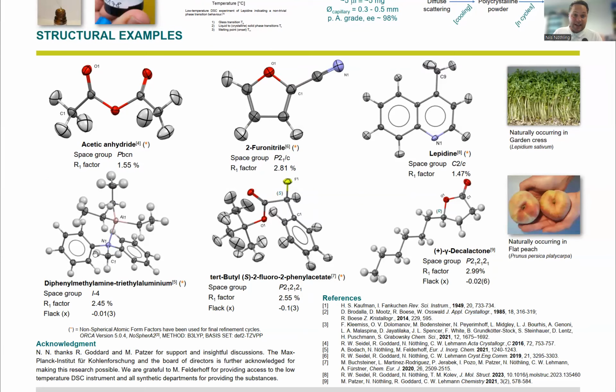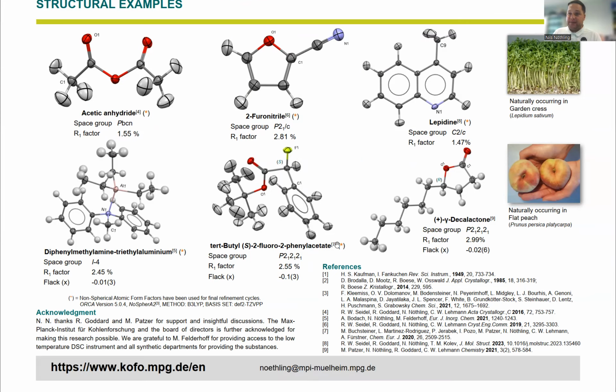It was later discovered that the method is suitable for determining the absolute structure. This has successfully been demonstrated by investigation of a natural product, here on the right side, the gamma-decalactone, as well as with a product of an asymmetric catalysis.